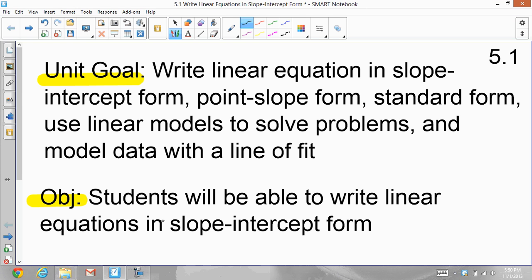Today you will learn how to write the linear equations in slope-intercept form, and this is 5.1, writing linear equations in slope-intercept form. Make sure that you are writing the lesson number, the title, and everything that follows.